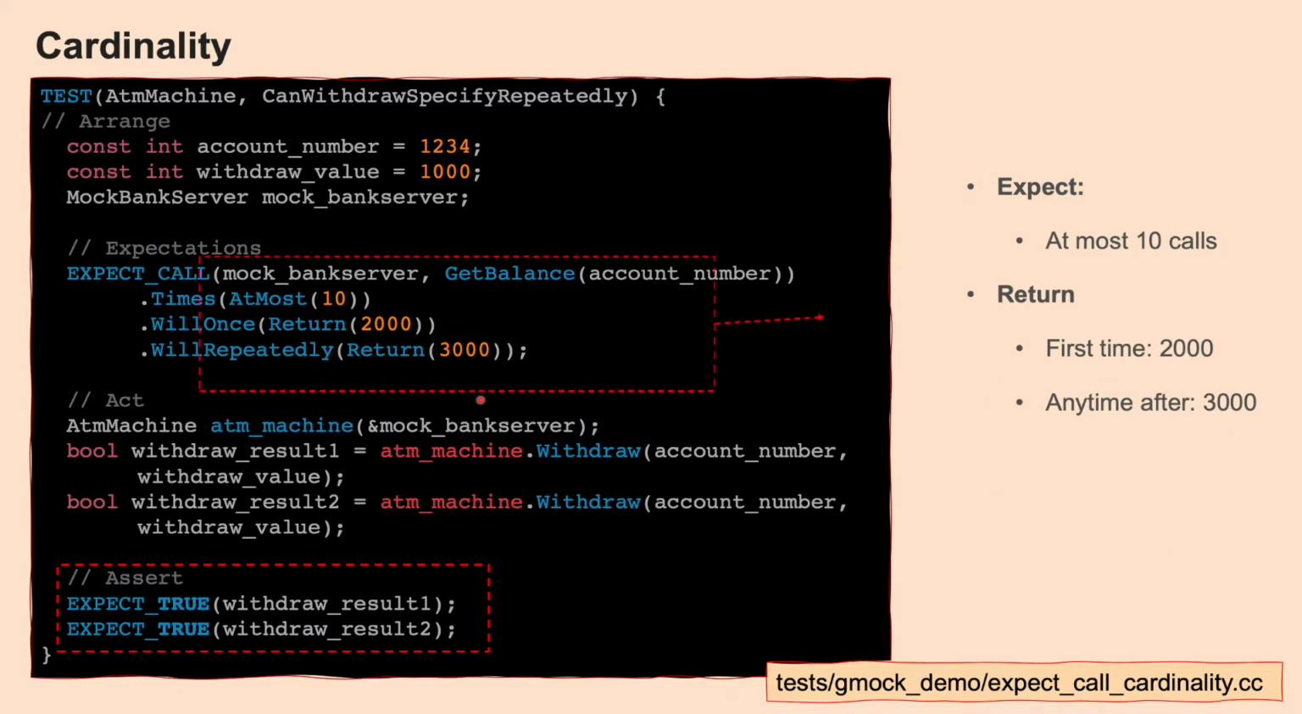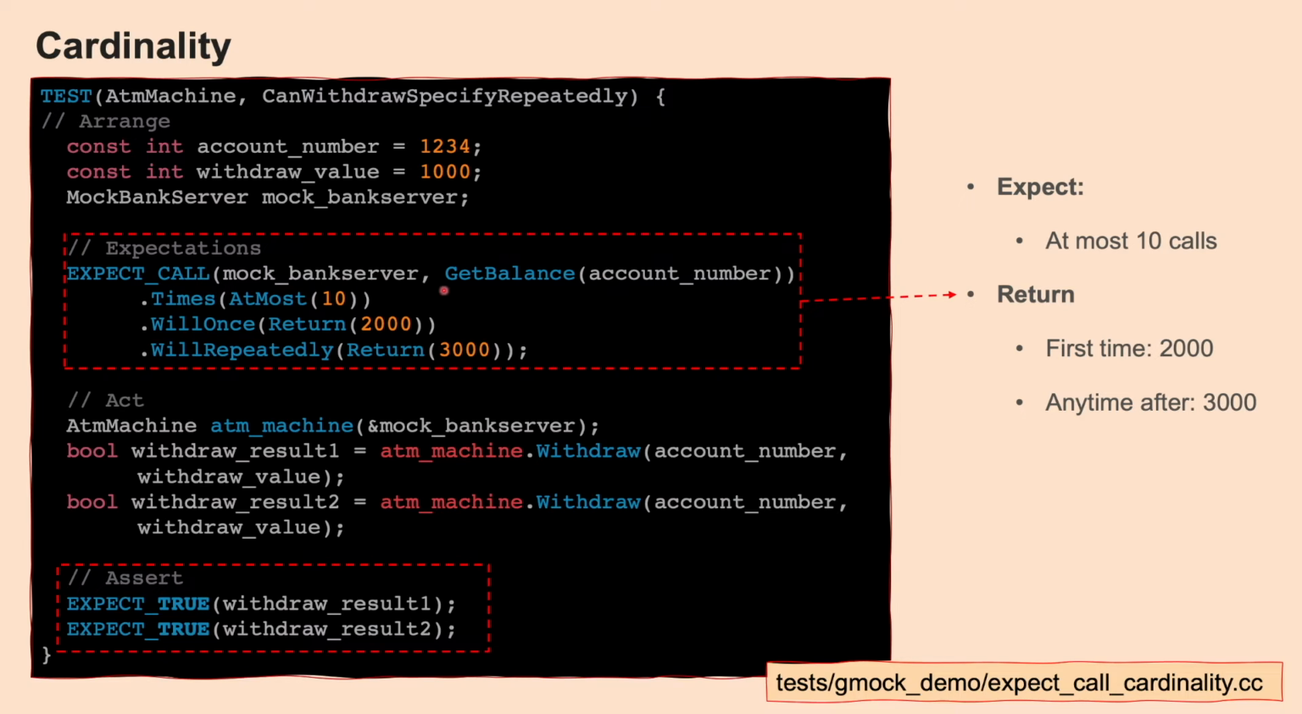Let's look at this example. Here I'm saying expect that getBalance is called at most 10 times.